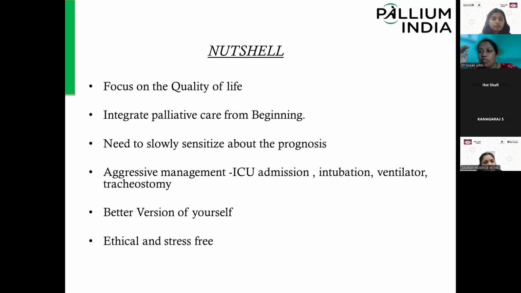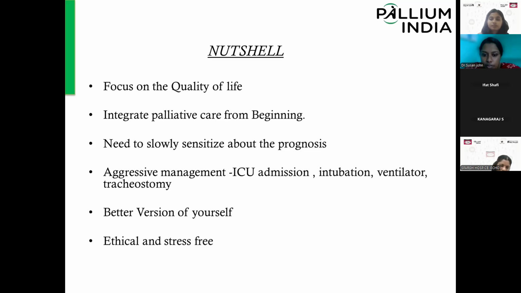So, in a nutshell, breathlessness management is mainly focused on the quality of life of the patient. So integrate palliative care from the beginning of the diagnosis of the patient. You need to slowly sensitize about the prognosis. If you integrate palliative care from the beginning, you have to slowly sensitize, giving hints or clues or ideas to the patient and caregivers regarding the prognosis. Aggressive management like ICU admissions, intubation, ventilator, and tracheostomy is not advisable for terminally ill patients.